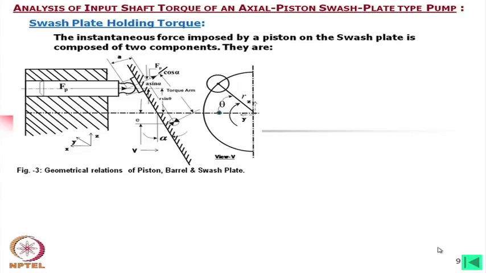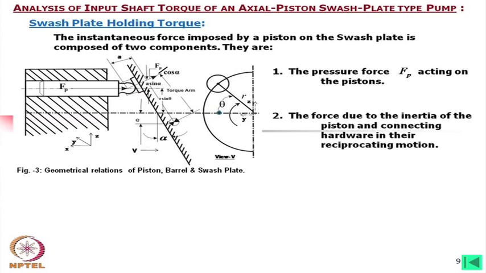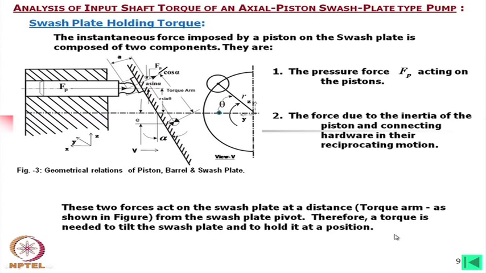Now, the instantaneous force imposed by a piston on the swash plate is composed of two components again. The pressure force Ap acting on the pistons, and the force due to the inertia of the piston and connecting hardware in their reciprocating motions, which we have already shown.